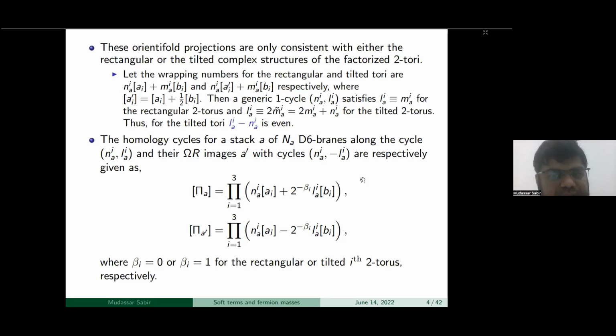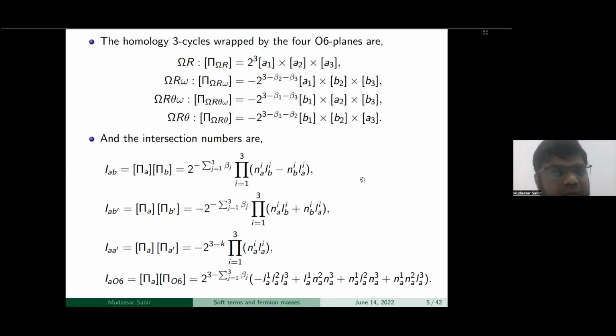The homology cycles for a stack A of N_A D6 branes along the cycle (n, l) and their omega R images with the cycles (n, -l) are respectively given as the following equations, where beta is 0 and 1 for the rectangular or the tilted case. Here I have given the homology 3-cycles wrapped by the 4 O6 planes and the corresponding definitions of the intersection numbers.